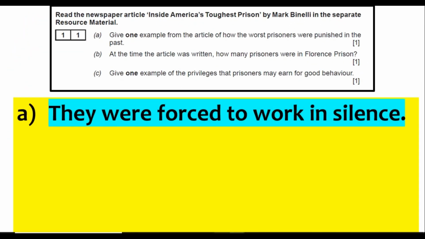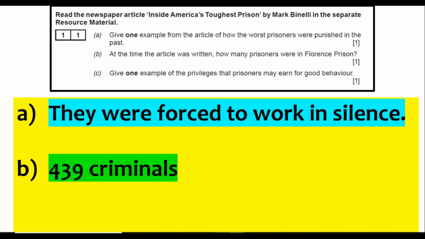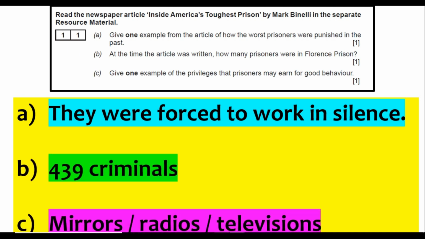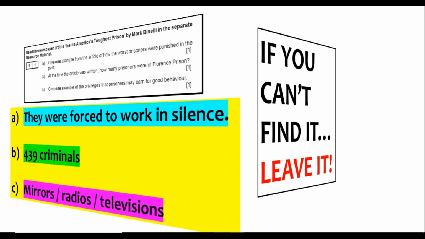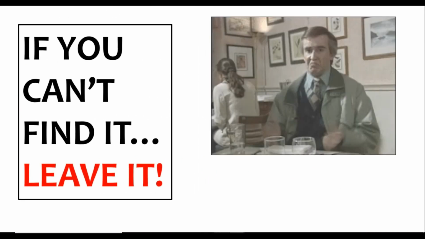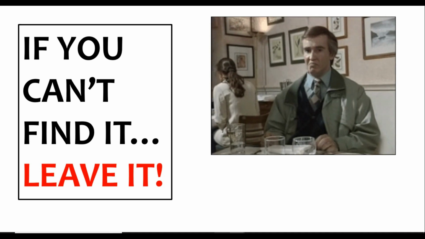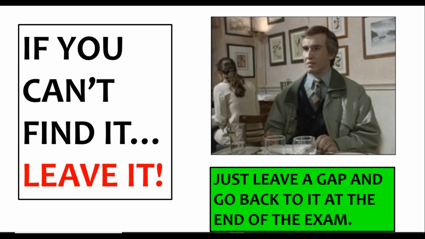So here are my answers. They were forced to work in silence, 439 criminals, mirrors, radios, and televisions. I would always, if possible, try to write a sentence. So question 1 is very simple, it's just comprehension, finding information. If you can't find it, leave it. There's no point spending 5 minutes wasting the time looking for 1 mark.